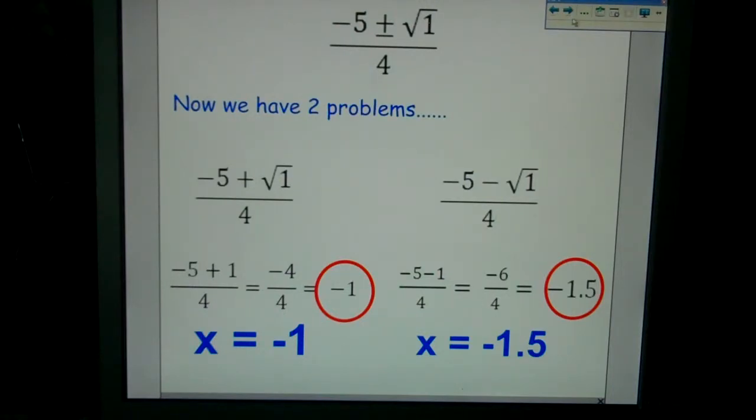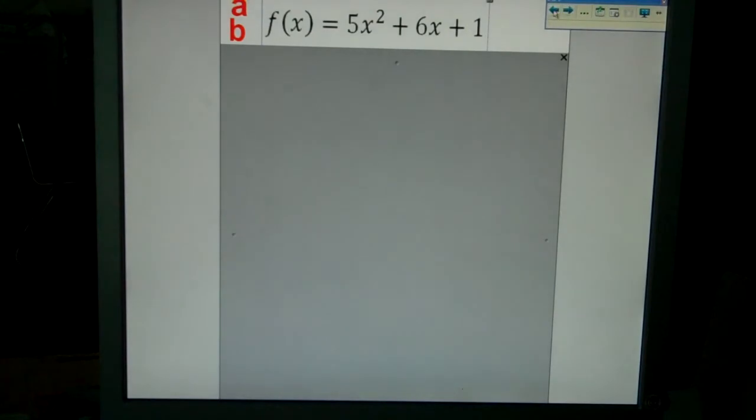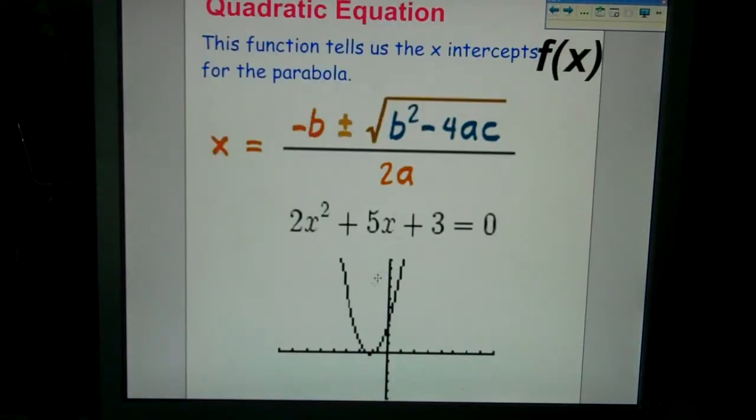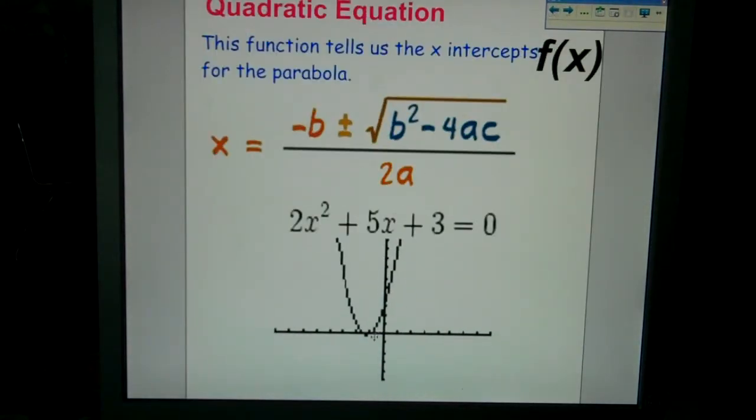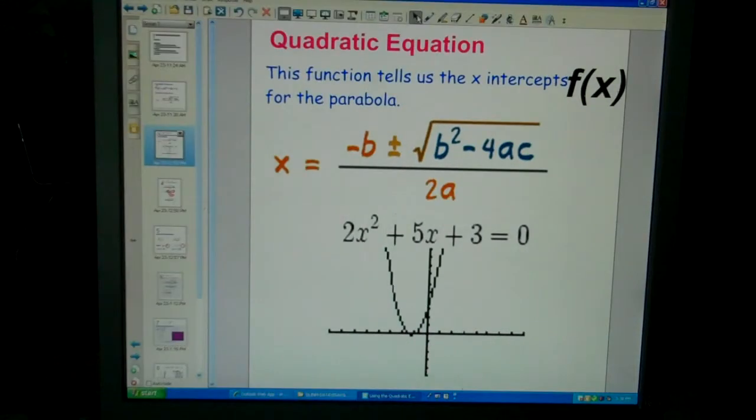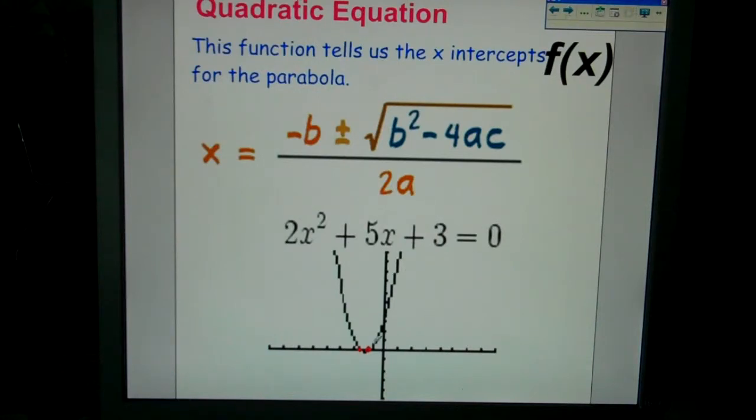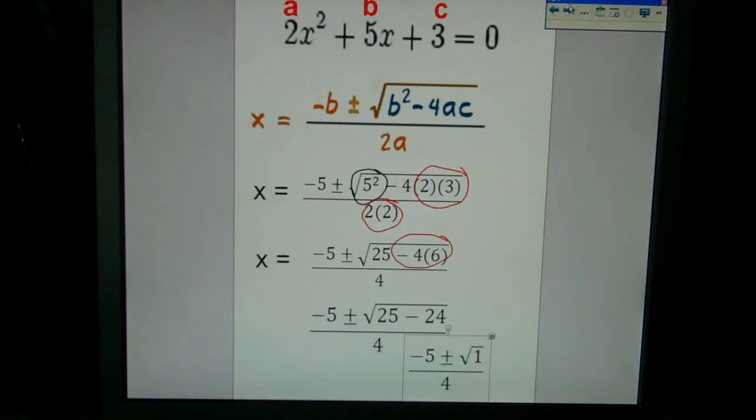That's it. So, let's see if I have a picture. I think I already showed the picture, didn't I? This one, right here. There it is. Negative 1 and negative 1.5. Okay? Those are the 2 spots that this parabola hits the x-axis. Right there. Okay, let me make that big. Can you see that? Right there. Those 2 spots. Negative 1 and negative 1.5. All right. That was a lot of work.